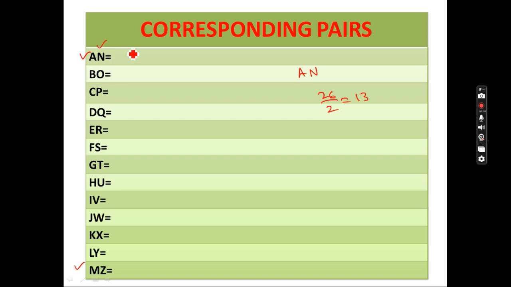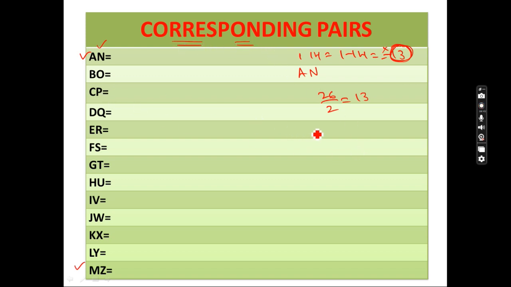Now, sir, how can I identify whether this is an opposite pair or a corresponding pair? It is simple. A means 1, N means 14, so the difference should be 13. It may be minus 13 or plus 13. See, 1 minus 14, what is the answer? Minus 13. You need not consider the sign here; you may get a negative or positive sign, that is okay. But the difference between these two letters must be 13. If you get 13, then you can understand this is a corresponding pair.